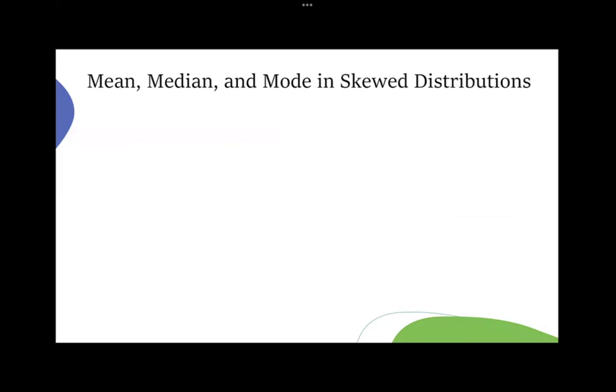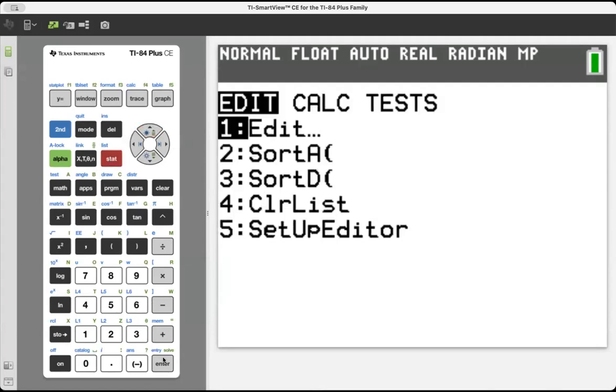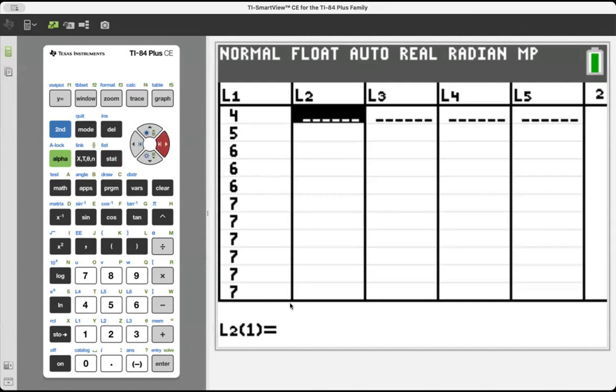Okay, I want to take a look at what it looks like to be in a skew distribution now and how that makes the mean, median, and mode appear. Let's put this set of numbers into L2 on our calculator. So going back into the list, press Stat, Edit, and now let's move over to L2 and put the numbers 4, 5, 6, 6, 6, 7, 7, 7, 7, 8.